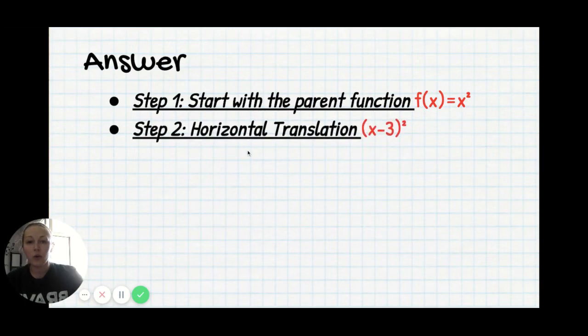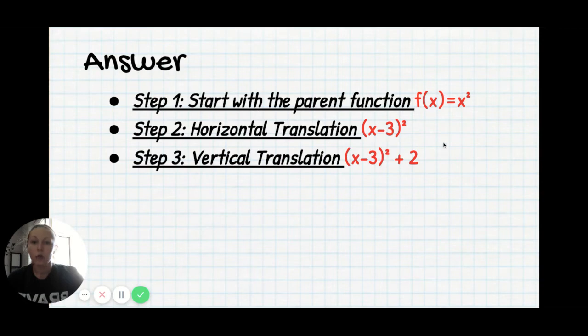Now we need to do a horizontal translation. We need to move it to the right. So we have to do minus from x. And it goes inside the parentheses with x because it's a horizontal translation. So it's going to be x minus 3. That whole thing goes in parentheses, and it's a quadratic. So the x term must be squared. So the squared goes on the outside.